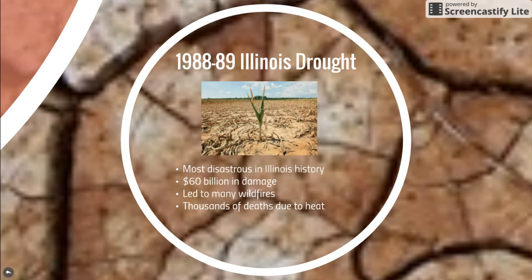And finally, the Illinois drought of 1988 to 89. The 88 to 89 droughts were some of the most disastrous in the history of Illinois and America. The drought caused $60 billion in damage, which, due to inflation, would be $120 billion in today's money. And during the summer of 1988, it led to many wildfires in forests of western North America, including Yellowstone National Park. Moreover, thousands of Americans lost their lives because of extreme heat waves.